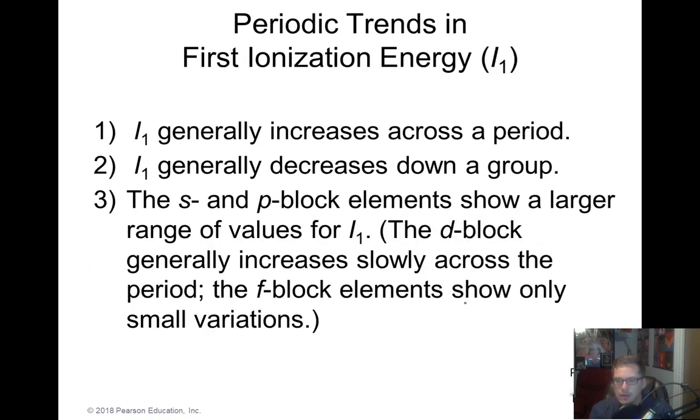All right. So periodic trends, ionization energy, and these are going to be based off the first ionization energy. That's the one we use to predict, because once you get past the first ionization energy, the second and third jigger-jag around depending on where it is on the periodic table and so forth. All right. So generally, first ionization energy increases as we go across a period and decreases as we go down a group. Okay. The S and P block elements show a larger range for ionization energy.